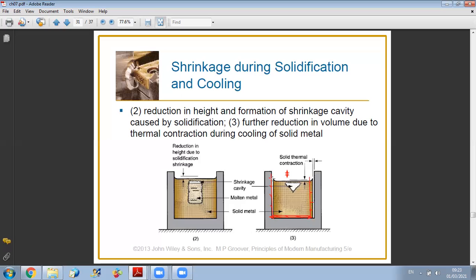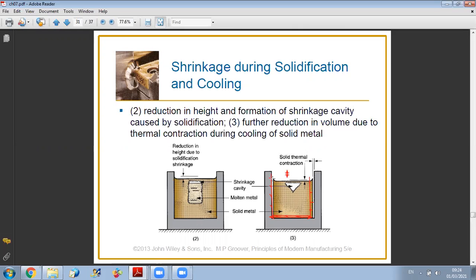So we have two steps for shrinkage. We have liquid shrinkage and solid shrinkage. In the first step, the liquid shrinkage will in the majority of cases be a reduction in height, because the riser will ensure to maintain a constant base area. And in the final step, when the solidification is done, we have 100% solid. Now the solid will cool, and once it cools, it will shrink in all dimensions.